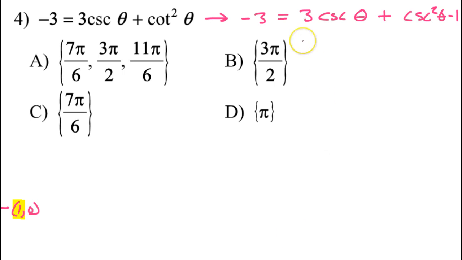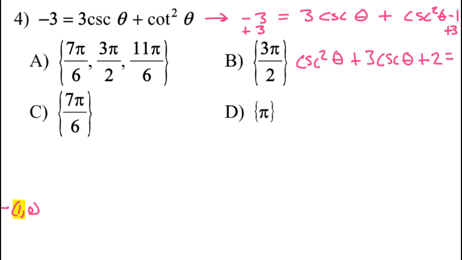There you have it. So now I'm going to get 0 on one side and then solve this. Of course I'm going to add 3 to both sides. Then I'm going to rewrite this in the order that we're more comfortable with, so I'm going to put cosecant squared first. I will have cosecant squared theta plus 3 cosecant theta, and then negative 1 plus 3 is 2, and that is equal to 0.